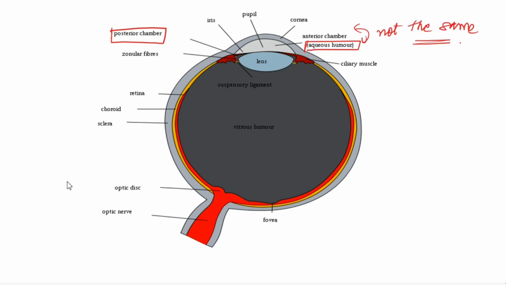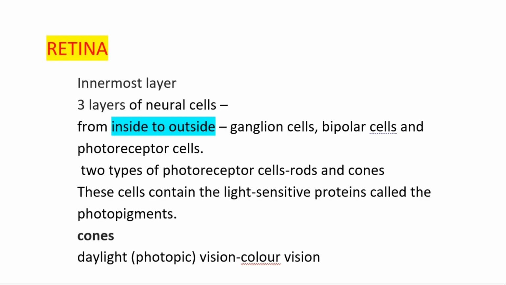Okay. Next we move on to the retina, which is super important from the NEET point of view. So if you understand this, even the mechanism of vision will be easy for you. So pay attention. The retina is the innermost layer, and it is known as the neural tunic because it is composed of three layers of neural cells.